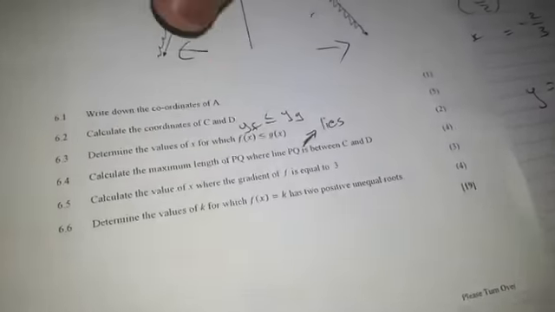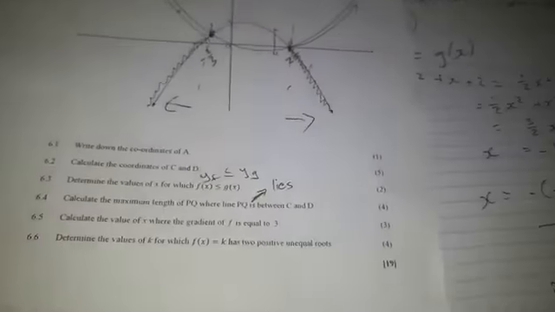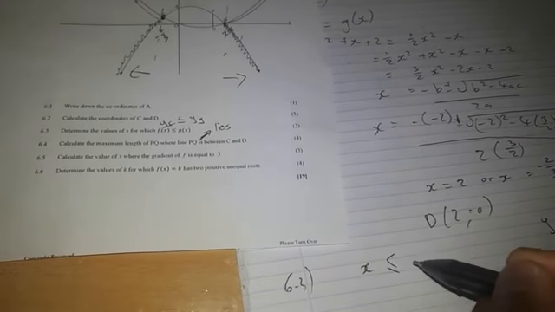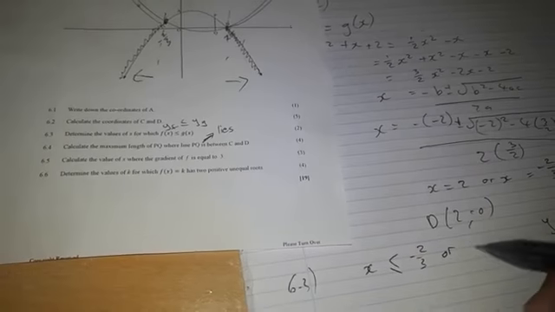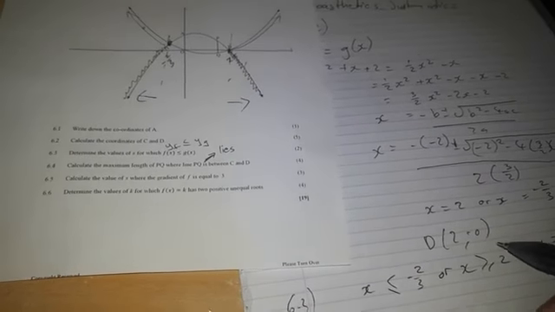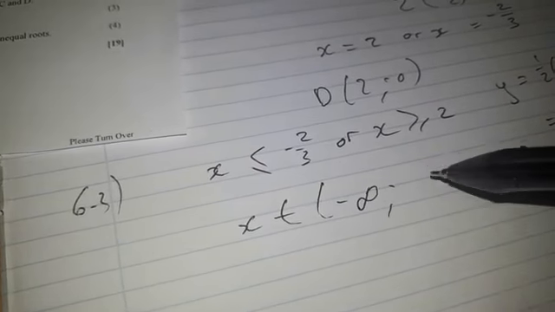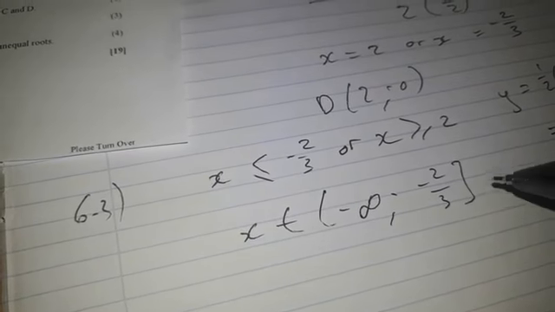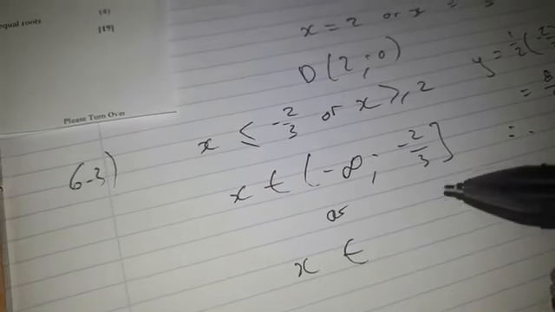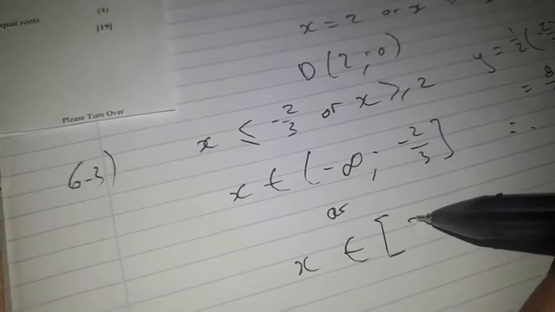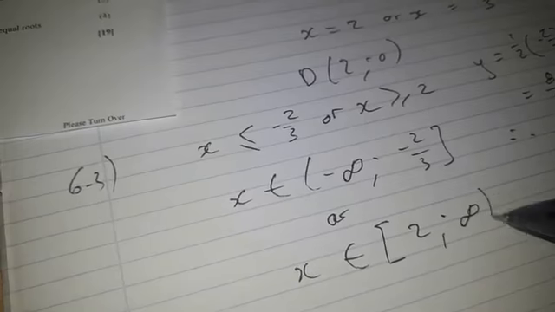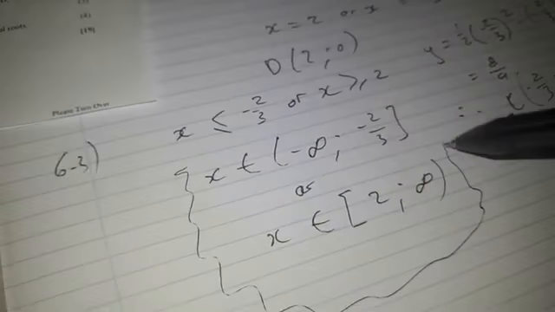So as an answer for 6.3, we basically need to say that our x values need to be smaller or equal to negative 2 over 3, or our x values need to be bigger or equal to positive 2. You could have even said that x is an element of negative infinity until negative 2 over 3, or x is an element of positive 2 until infinity. This is also what you could have written down as your answer.